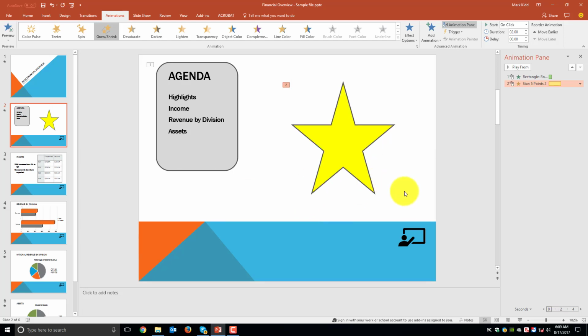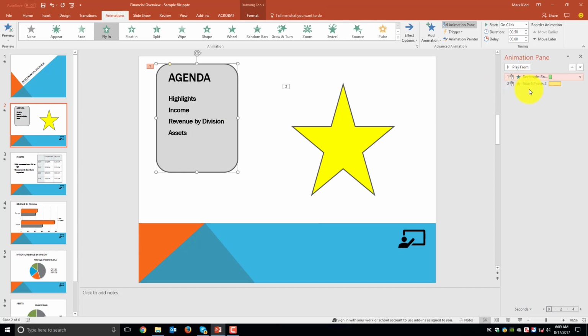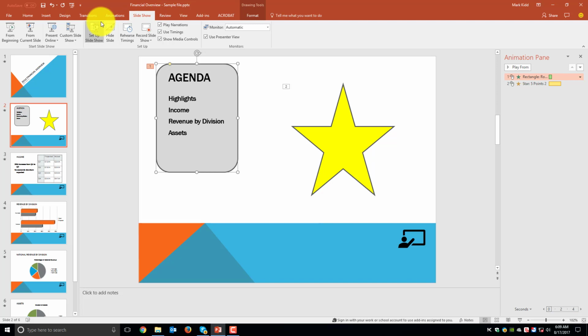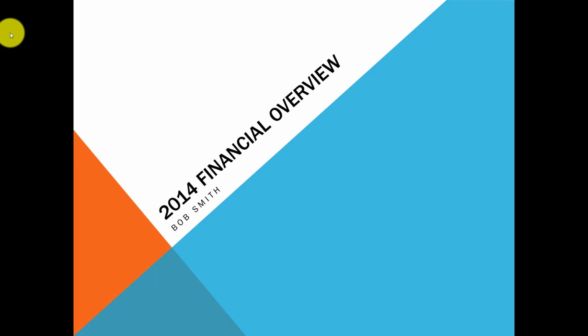Once we've done that, we now want to check that our animation is actually playing correctly. To do this, you can either play it separately from the Animation pane, or more effectively, you can actually start your slideshow. So we go to the Slideshow tab. We can choose from the current slide or from the beginning. I'm going to do it from the beginning to show us how the animations fly into each other.